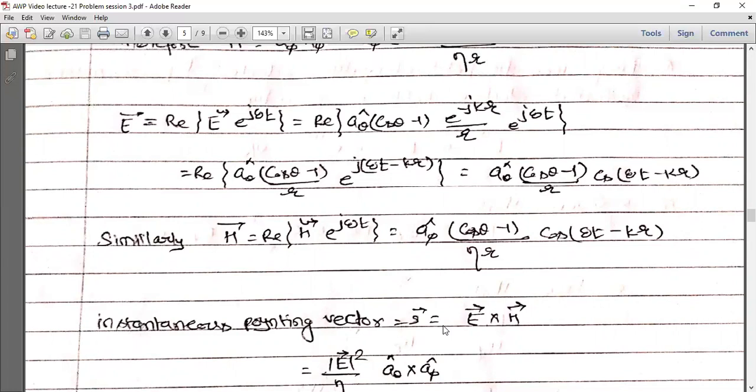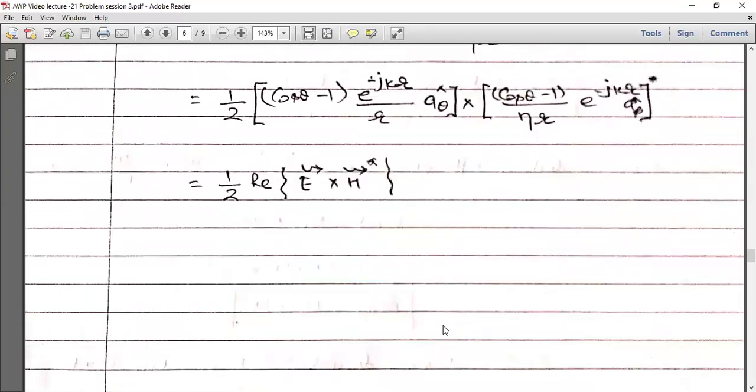But if the electromagnetic field is harmonic, if it is harmonically time varying, it is not random. In that case, you can find the time average power density, which is averaged over a particular cycle of the propagating wave, or averaged over a particular time duration in which a complete oscillation takes place. Then that time average power density is given by 1 by 2 real part of E cross H star, where E and H both are phasor quantities.